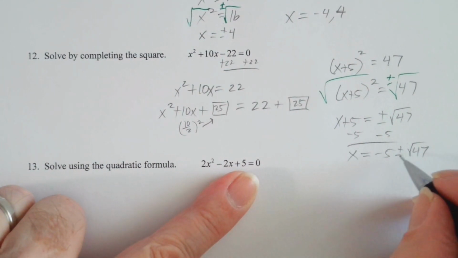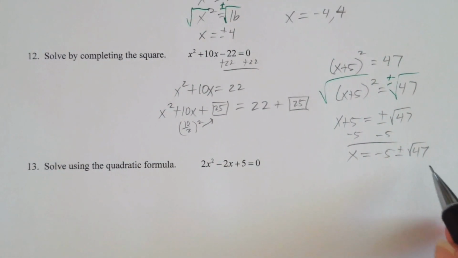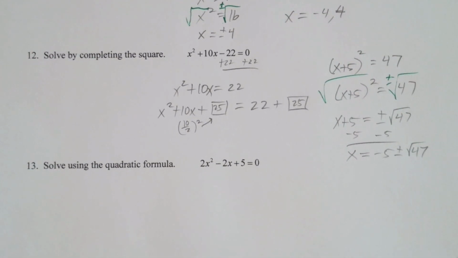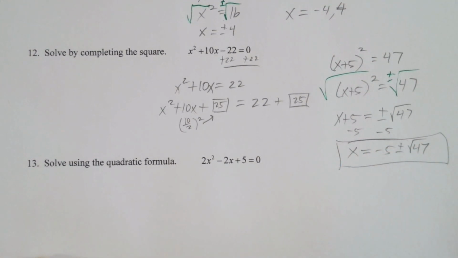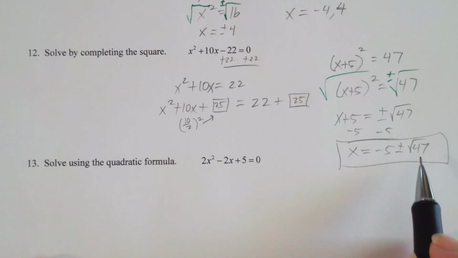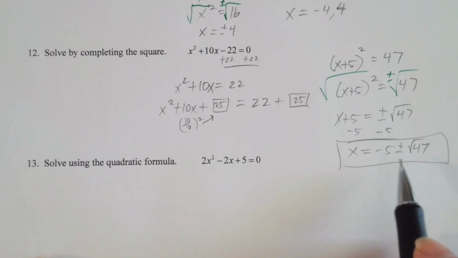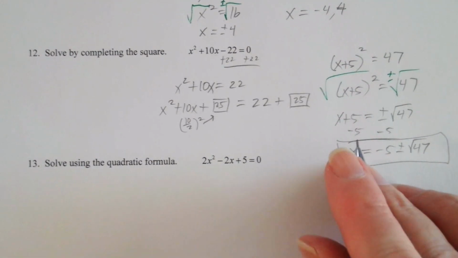Notice also we can't combine a radical with just a plain term. You can only add a square root of 47 term with another square root of 47 term. So we're all done there. And again, keep in mind there's 2 answers, -5 plus square root of 47 and -5 minus square root of 47. All right, last one here.